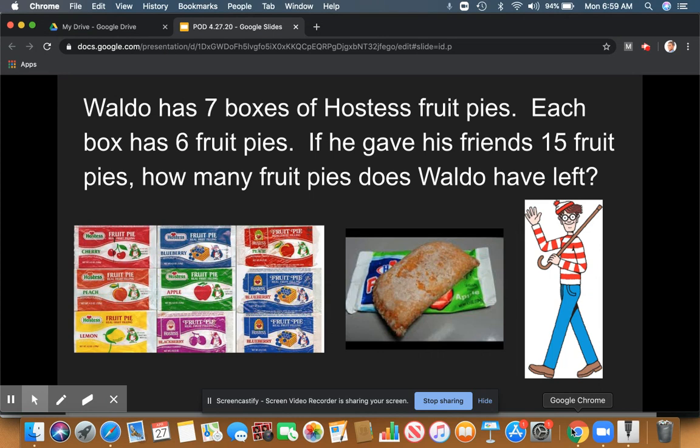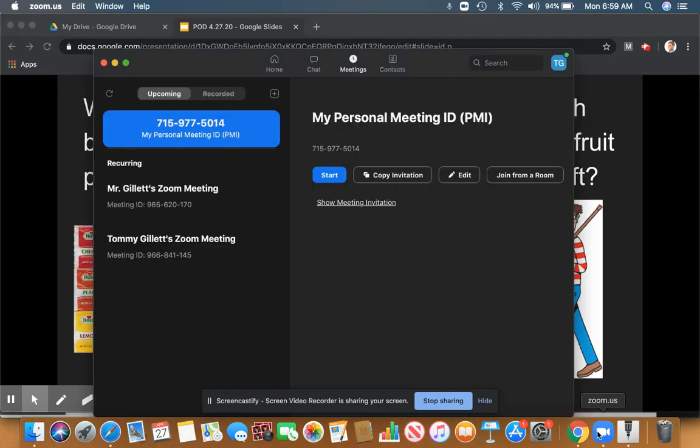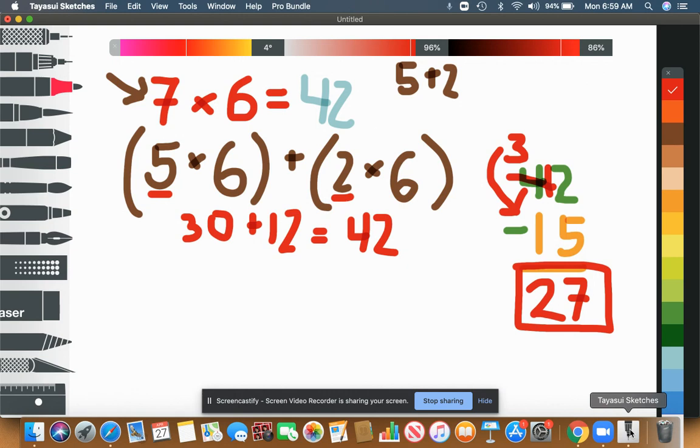How many fruit pies does Waldo have left? Well, he's a generous guy. He gave 15 of them to his friends, but he still has 27 fruit pies for himself.